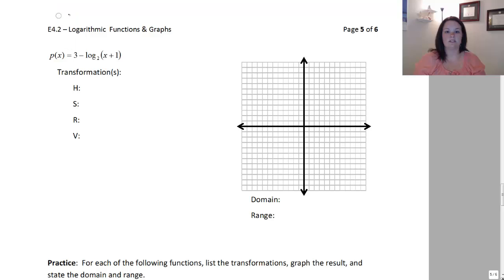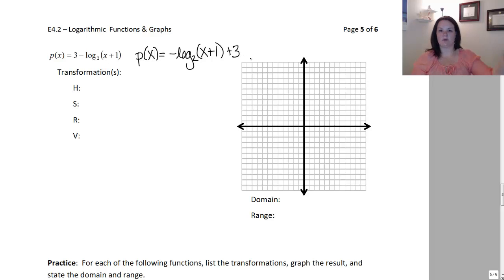Okay. First thing I do is identify the exponential form of the parent function. And this is another one that I feel like it's written oddly. Okay, I like my function to come first and my constants last. So I'm going to rewrite this as p of x is equal to negative log base 2 of x plus 1 plus 3. I like the 3 on the other side. If it doesn't bother you, leave it as it is.